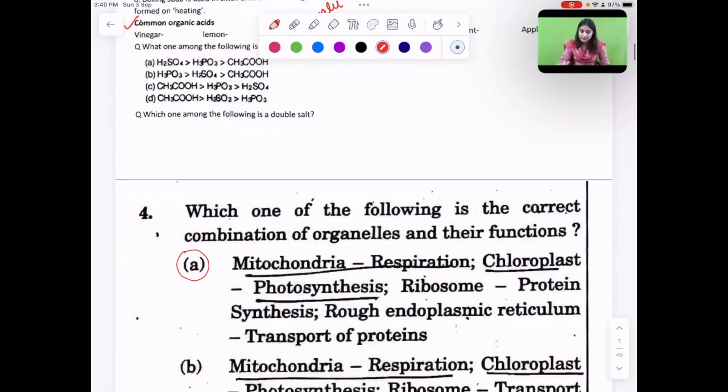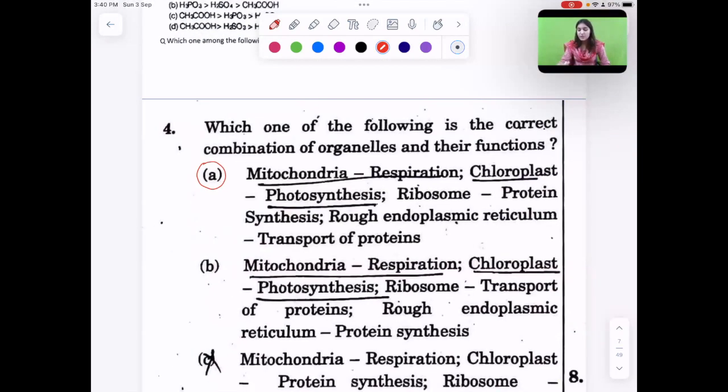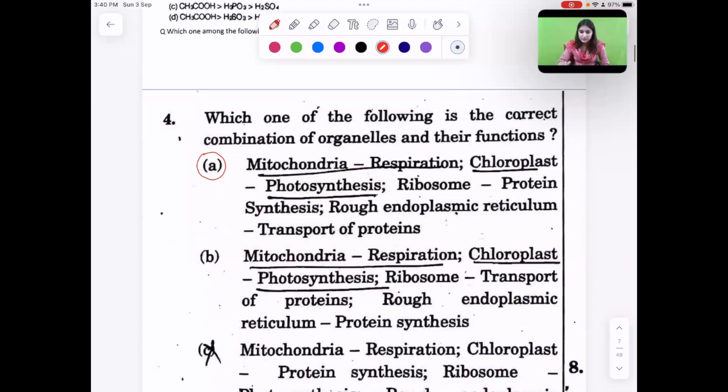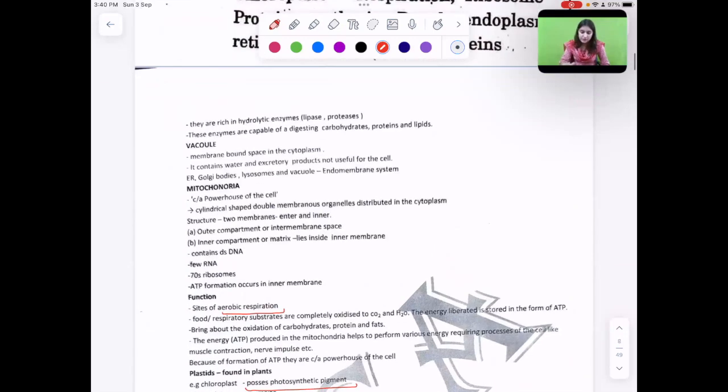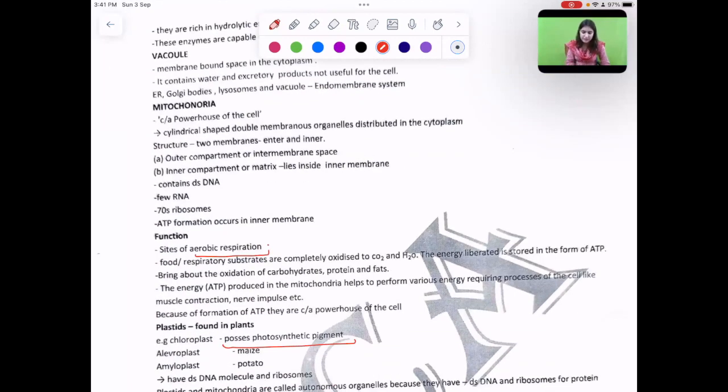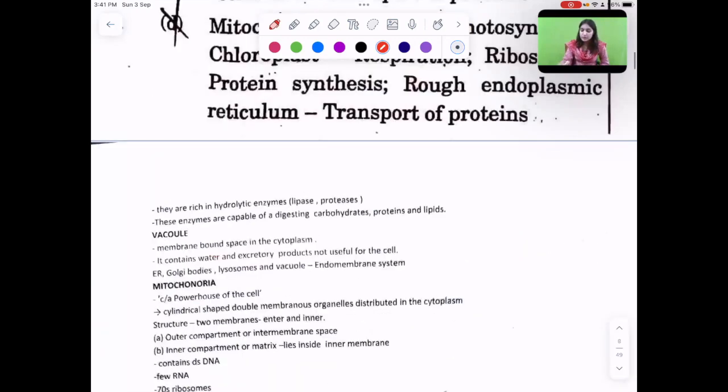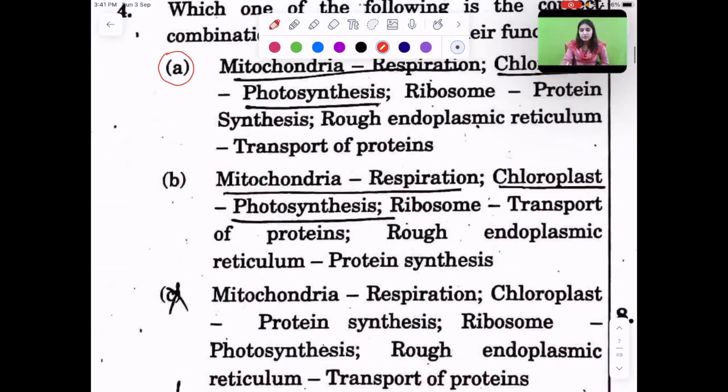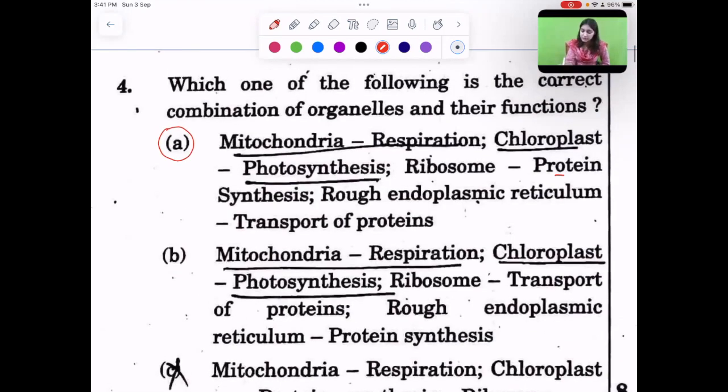Next question, which one of the following is the correct combination of organelles and their functions? So let's look from notes. Mitochondria we know are the sites of aerobic respiration, and then we know chloroplast, which has chlorophyll, which is a photosynthetic pigment. Okay, so these two we know about. Ribosomes are known for protein synthesis. So ribosomes protein synthesis, mitochondria respiration, chloroplast photosynthesis, and rough endoplasmic reticulum, along with formation of protein, it also has a role in transportation of proteins. So A is the correct answer.